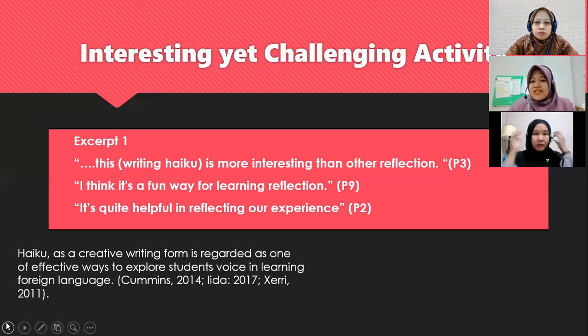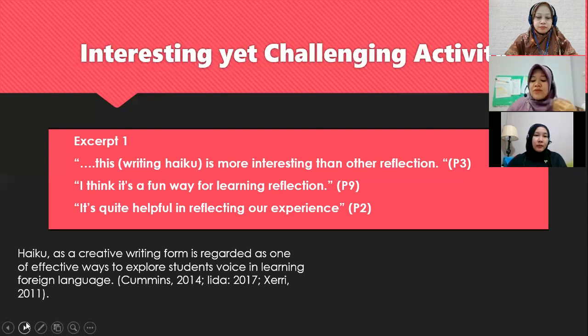It is challenging because they need to find an appropriate word that fits the form, the syllable and the line numbers of haiku itself, and also they need to put the words into a meaningful and aesthetic poetry. So that is why they think that this haiku as a learning reflection is an interesting yet challenging activity.